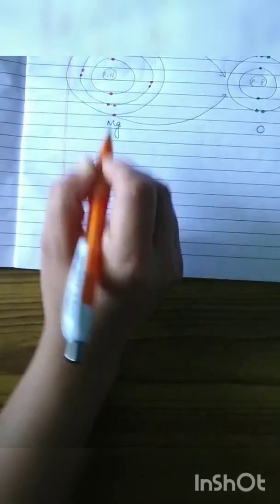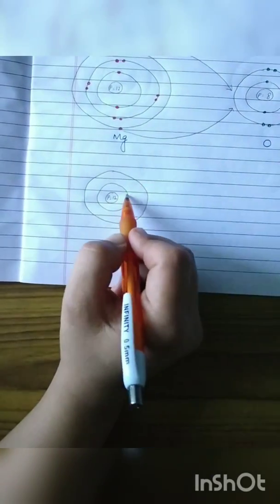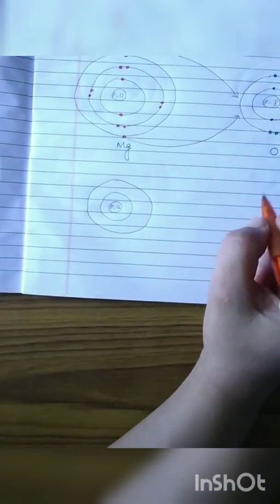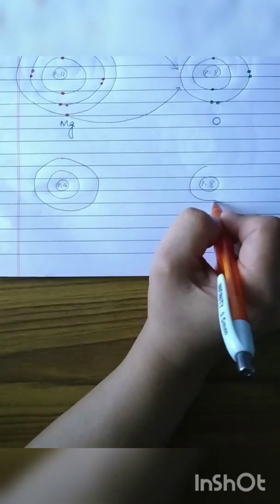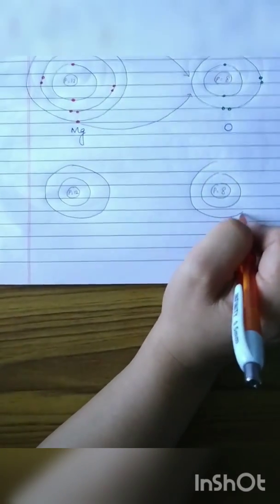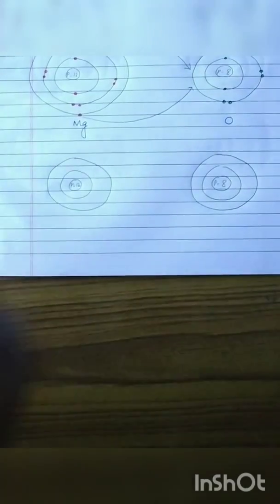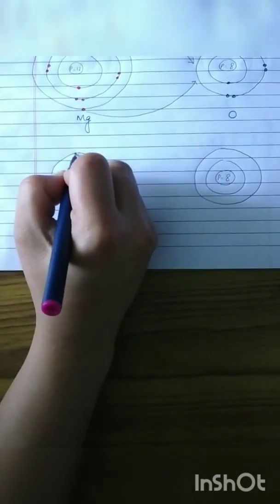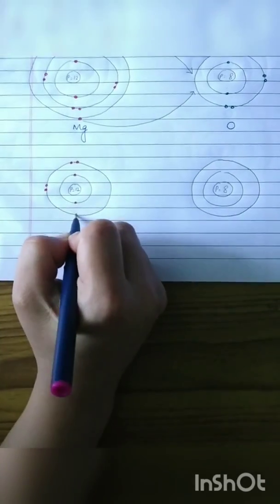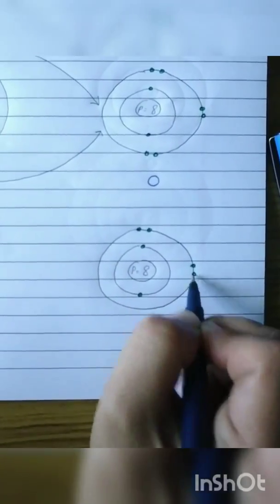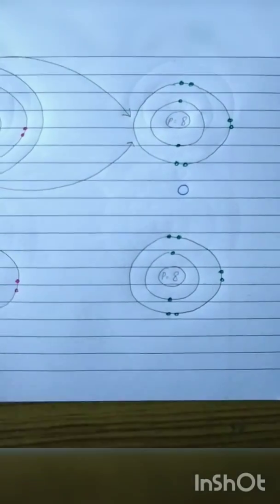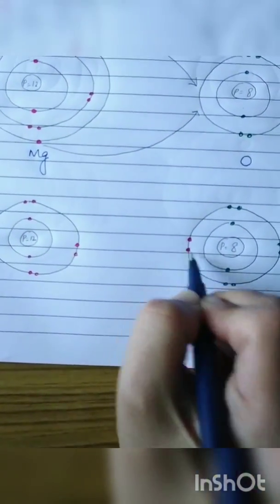Now since the outermost orbit is not there because it has already given away electrons, it will have only 2 orbits. And this is for oxygen, 2 orbits. So 2 and 8. So it has formed a stable configuration by giving away 2 electrons. Similarly, oxygen also has formed a stable configuration since it has received 2 electrons.